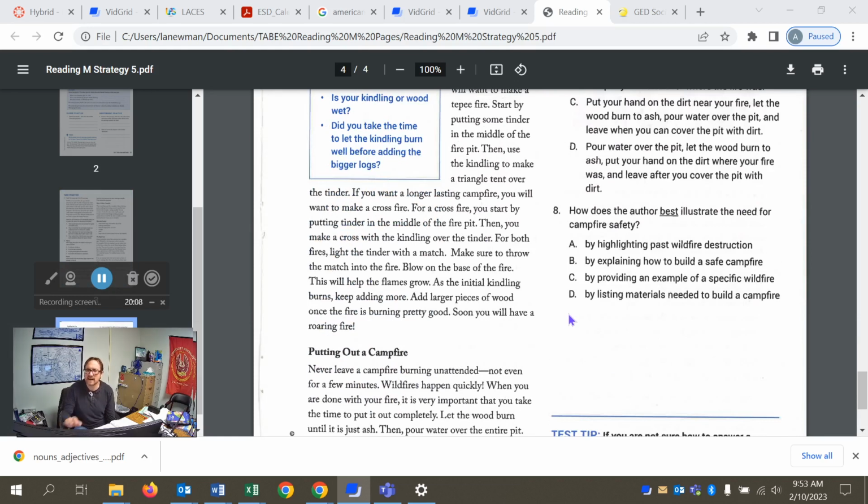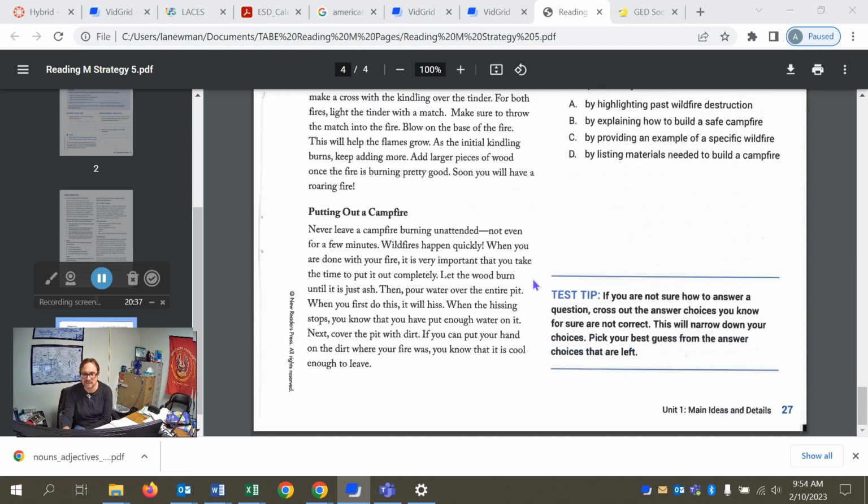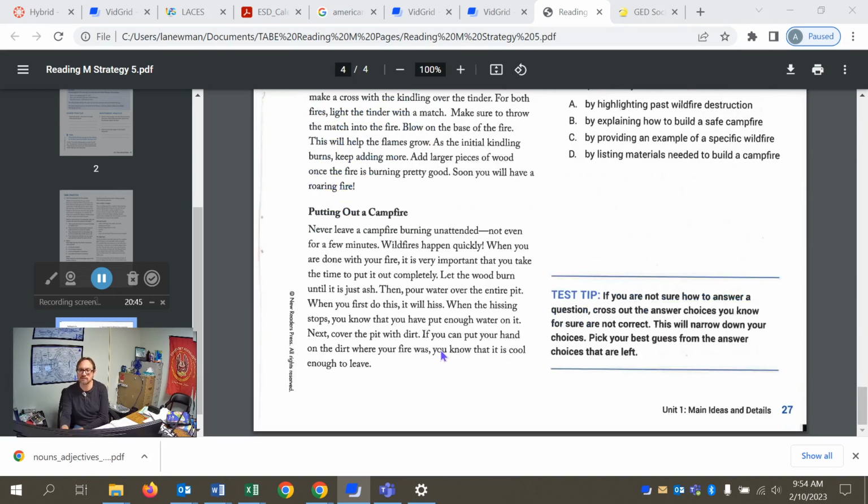And then lastly, question 8, how does the author best illustrate the need for campfire safety? And it's B, by explaining how to build a safe campfire. There are no really intense descriptions of the horrors of a forest fire or anything like that. But it does deliver the message of fire safety by thoroughly talking about how to build a safe fire. And certainly this section at the end about putting out a campfire in a way that's safe and doesn't leave the chance of forest fire is quite important to the whole thing if we're looking at it through the lens of fire safety.